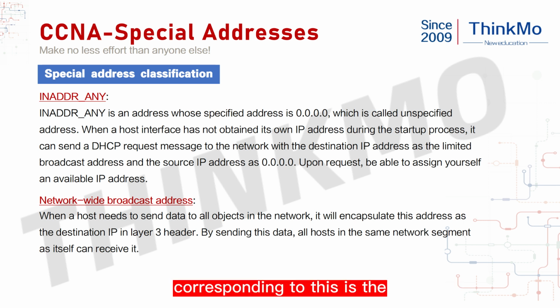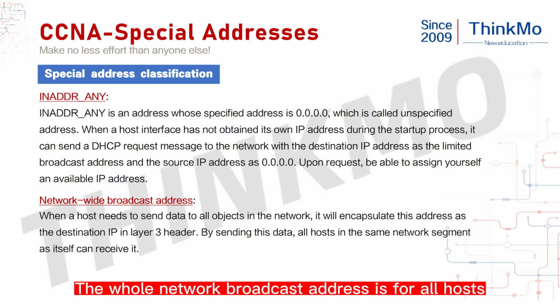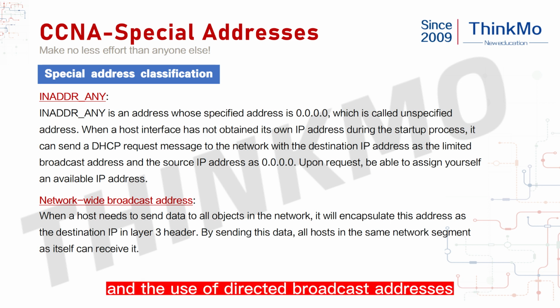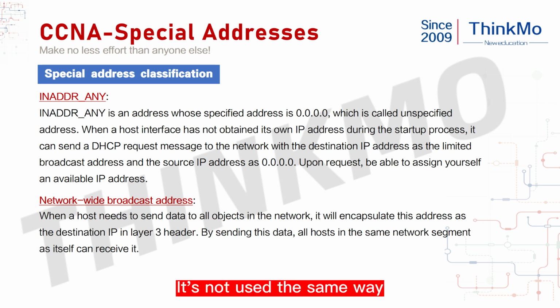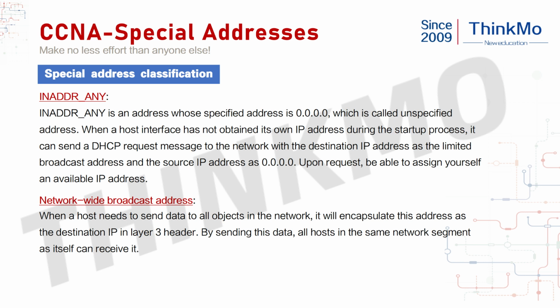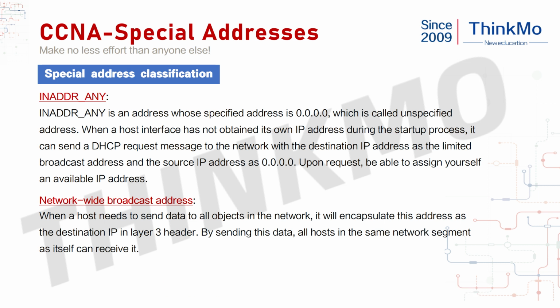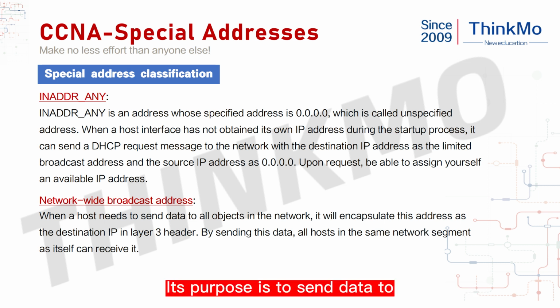Corresponding to this is the direct broadcast address. The whole network broadcast address is for all hosts, and the directed broadcast address is not used the same way. The directed broadcast address refers to the last IP address of a network segment. Its purpose is to send data to all the hosts in this segment.